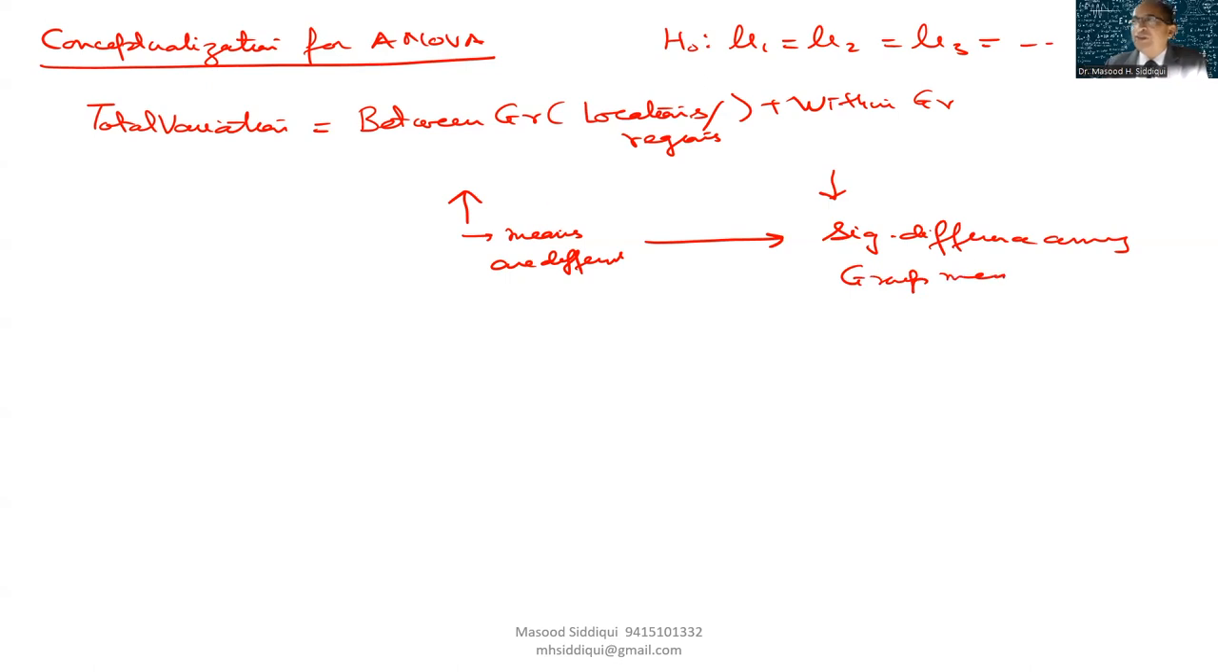Now we will be converting this variation, or this relative comparison, into a statistic that is known as the F statistic, which is the ratio of between group variation and within group variation.